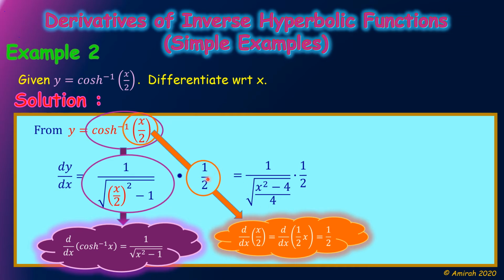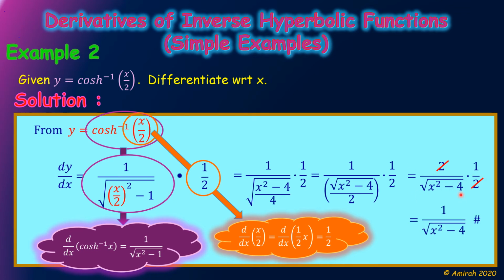We still have half here. And then square root of 4 we can simplify, we have 2 here, no more square root. And 1 over any fraction, we can exchange numerator and denominator here. So we have 2 over square root of x squared minus 4 times half. After that, we can simplify the half here. So the final answer is 1 over square root of x squared minus 4. This is the final answer.